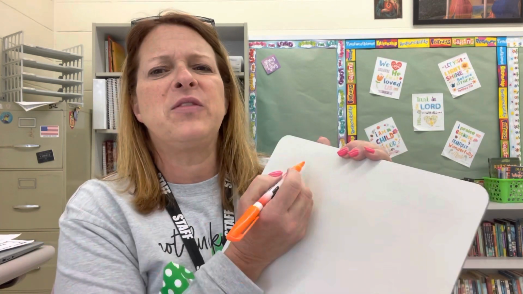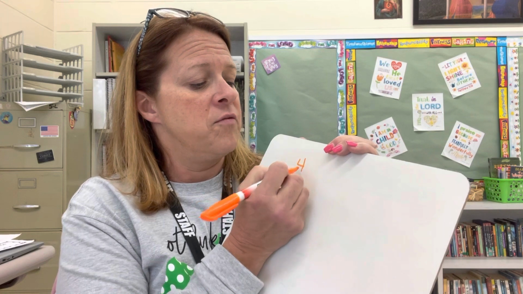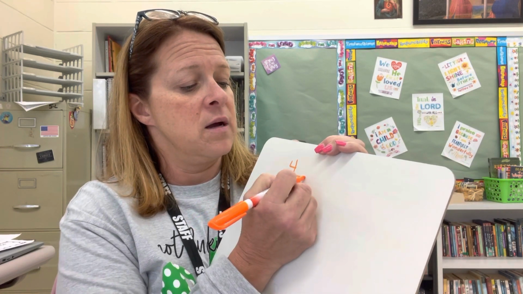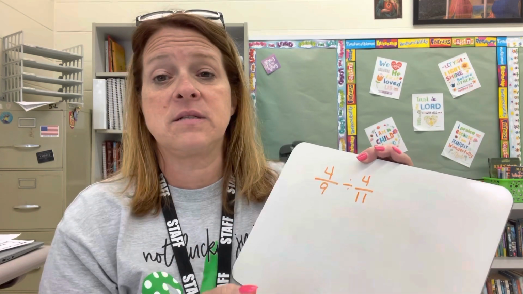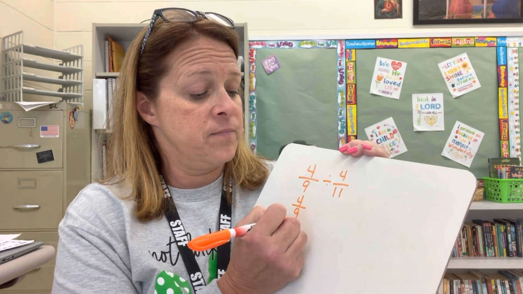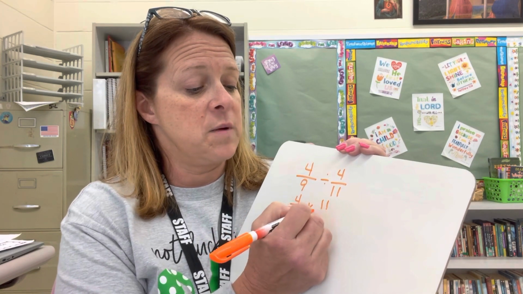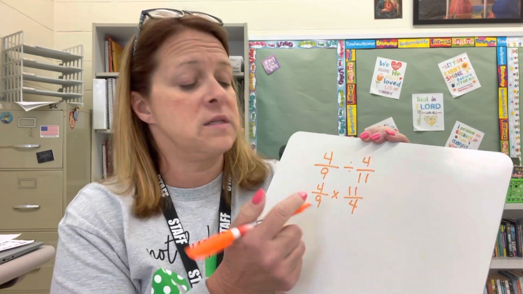Now sometimes when I divide fractions, a number in my numerator is going to have the same factor as a number in my denominator. They're different, but they're going to be similar. If I am dividing 4/9 by 4/11, I'm going to change my sign and use my reciprocal. Now, I have a 4 in the numerator and a 4 in the denominator.